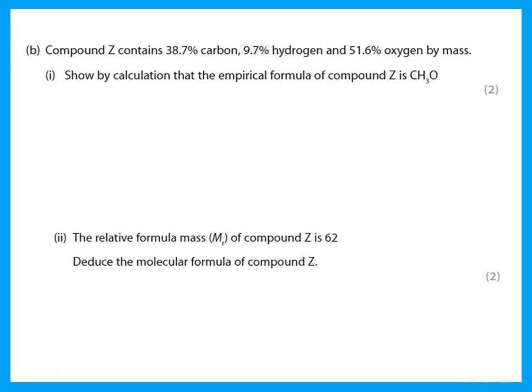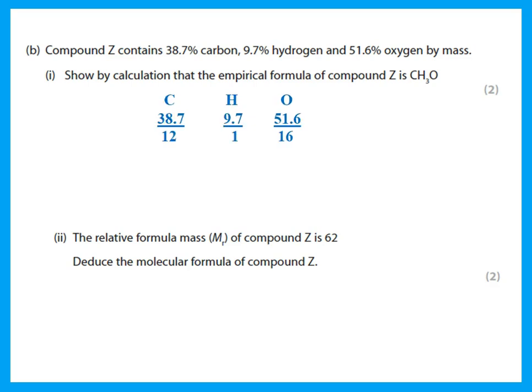Okay, compound Z contains these percentages of carbon, hydrogen, and oxygen. And he says, show by calculation that the empirical formula of Z is CH3O. So that means he wants me to calculate or to find out the empirical formula. How do we find out the empirical formula? We write the percentages that he gives us. Carbon is this percentage, H is this percentage, O is this percentage. Then we go through 2 main steps. The first step is what?